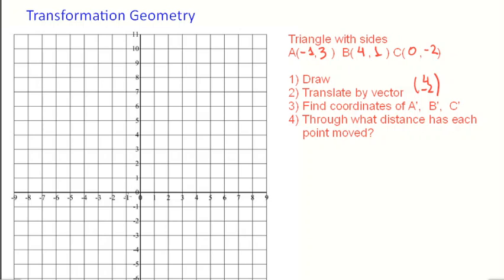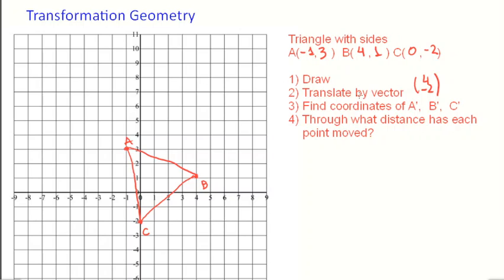So A is (-1, 3). So this is point A. Now point B is 4, so 4 forward and 1. This is our B. And point C is 0, so nothing left or right, and -2, so it would be here. Right, so this is our triangle. I'll try and draw as best as I can since I've got no ruler here. Alright, pretend that's a nice triangle.